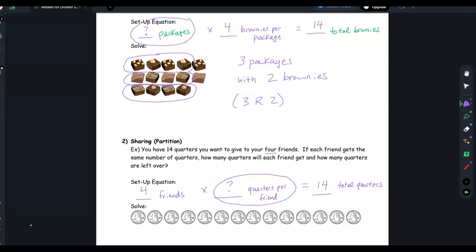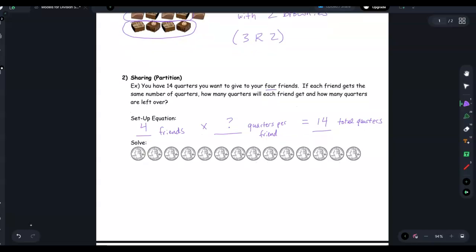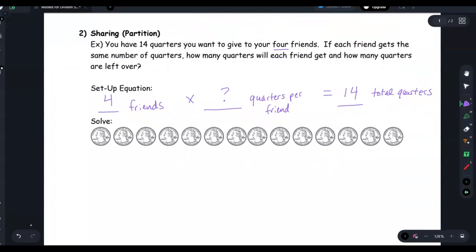And that will work that way every single time. So if you struggle with this based on the picture or some other criteria, you can always use "where is my question mark?" Where is my question mark in my equation? And that'll tell you which one it is. So if the question mark is first, then that means it's equal grouping. If the question mark is second, that means it's sharing. And then you can also tell from the picture. So if you prefer to do it that way, you can do that as well.